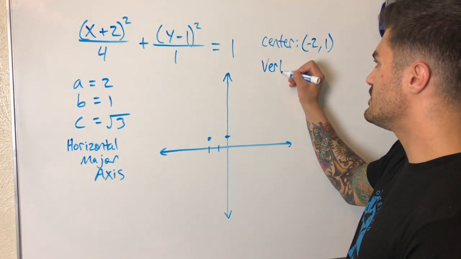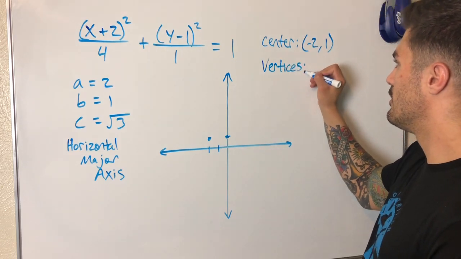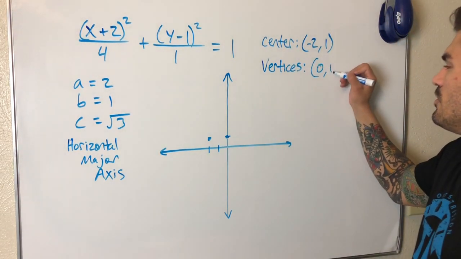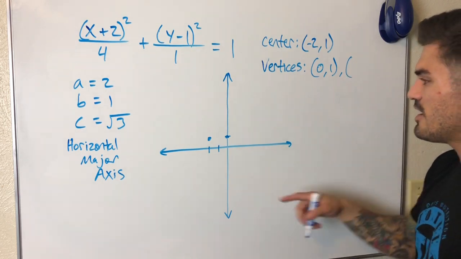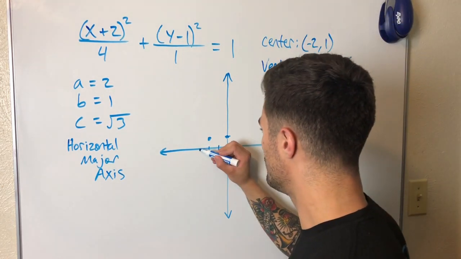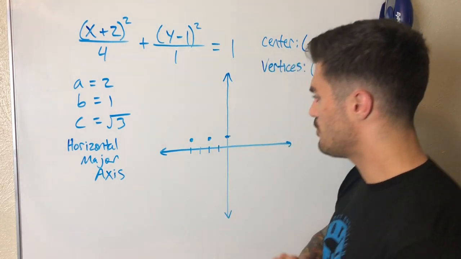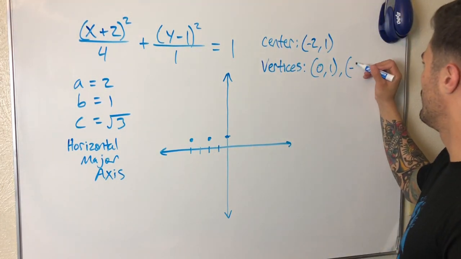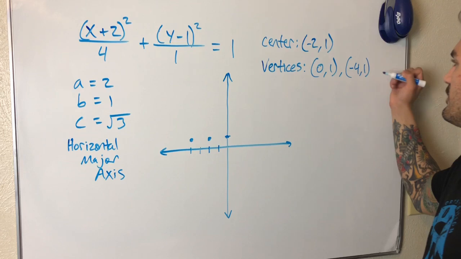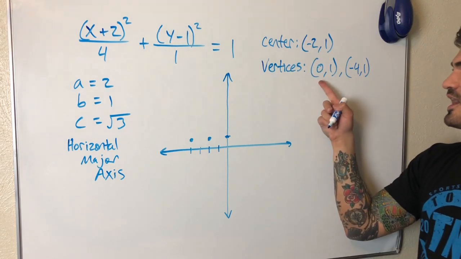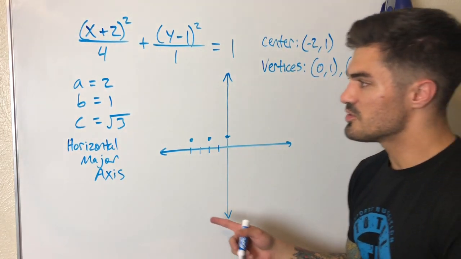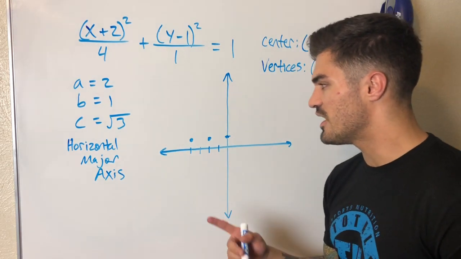So if I write vertices, I have 0, 1. And I also have, let's see, I'm going left 2 units now. So 1, 2, I have -4, 1. -4, 1, right? I took this x and I added 2 and subtracted 2. So again, I do the same thing with my C to find the foci.